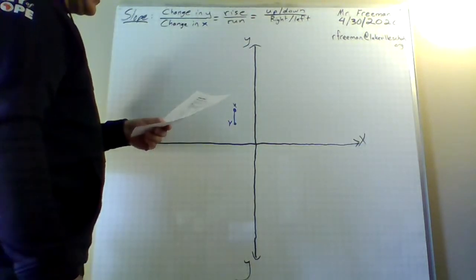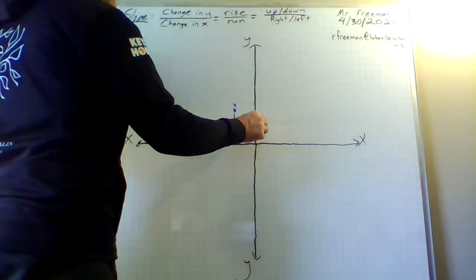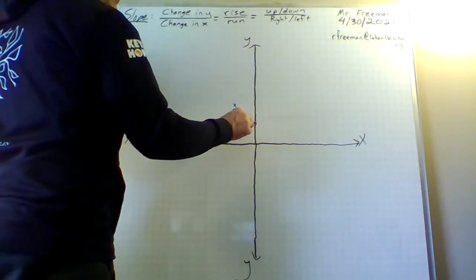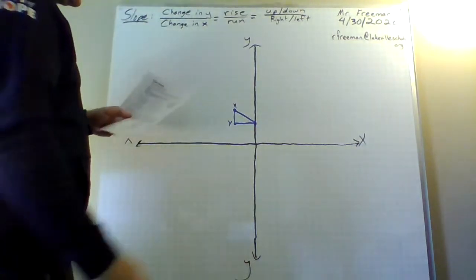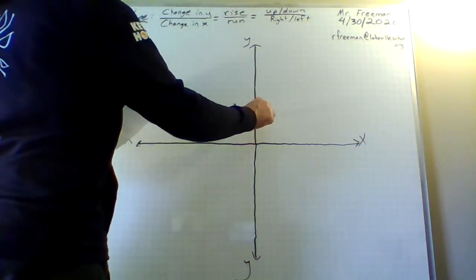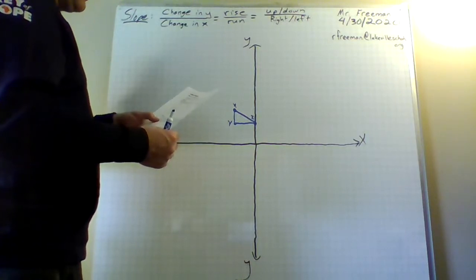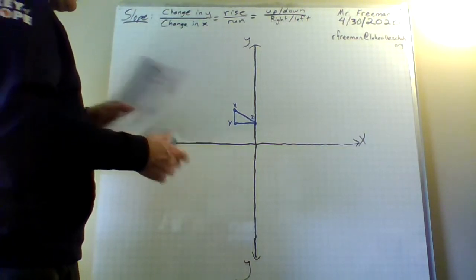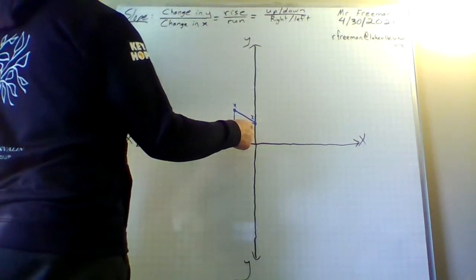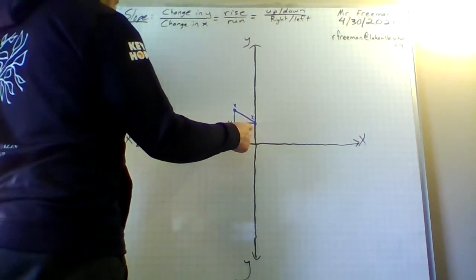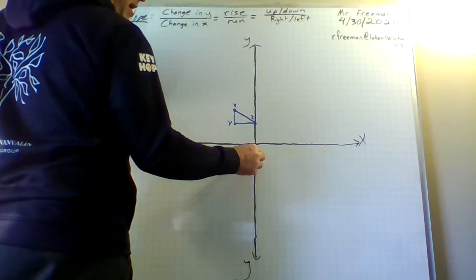Then it says Z is 0, 3. 0, 1, 2, 3. Z would be right here, and you would connect those. That's your first triangle. Label that point Z. Then it says your second triangle is ZLP with vertices. Z is at 0, 3, so this is still the Z here. Then it says L is at 0, -1, which would be right here.